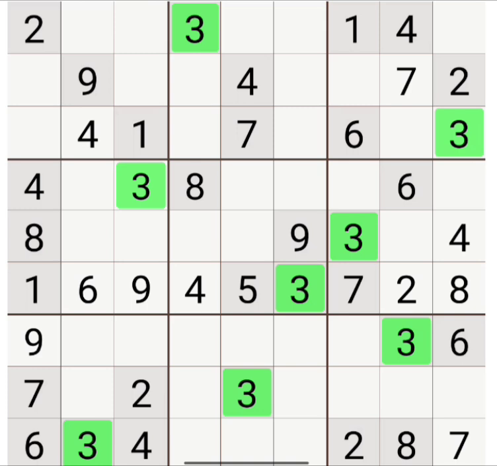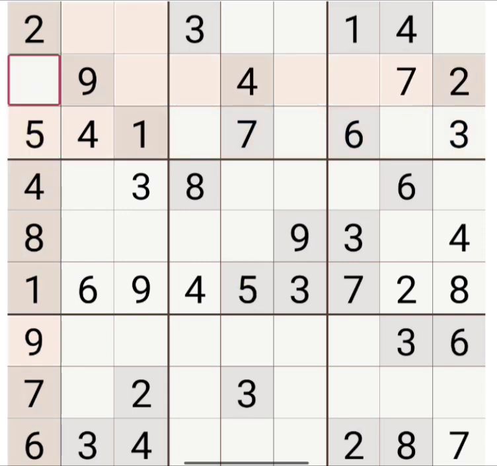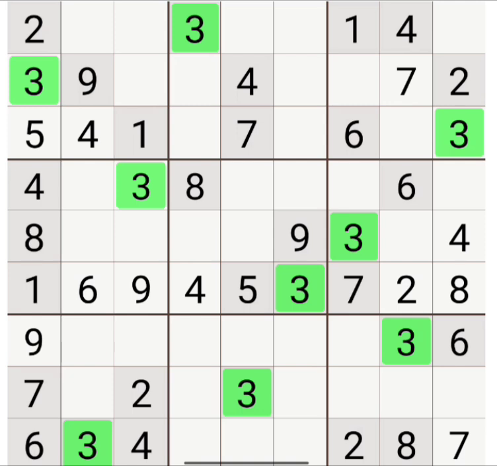Okay. Now let us take the column. 2, 4, 8, 1, 9, 7, 6 are there. Only 3 and 5 are missing. So we have to place 3 and 5 in these two cells, but 3 we cannot write here because 3 is in the same row. So we'll write 5 here and 3 in this cell.